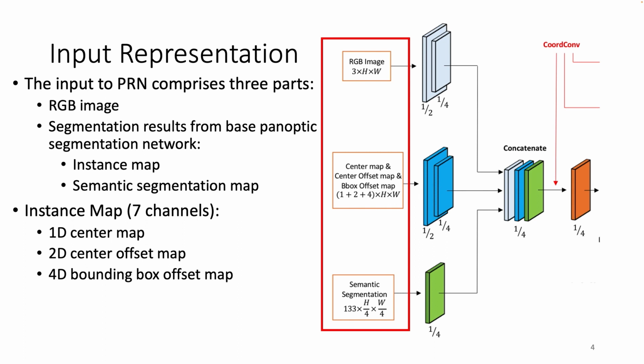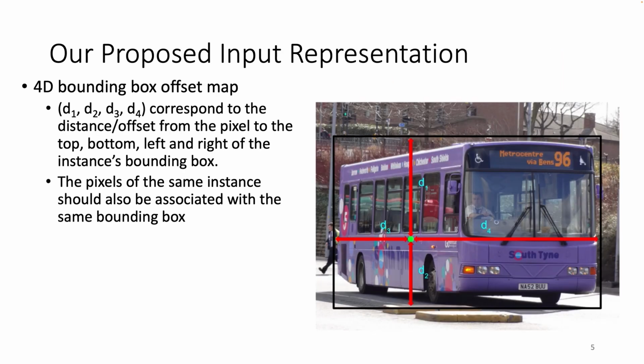So the input to PRN comprises 3 parts: the RGB image, instance maps, and semantic segmentation map. All of these come from the base panoptic segmentation network. The input instance maps have 7 channels. The first 3 channels are represented by a 1D center map and a 2D center offset map derived from the output of a base panoptic segmentation network.